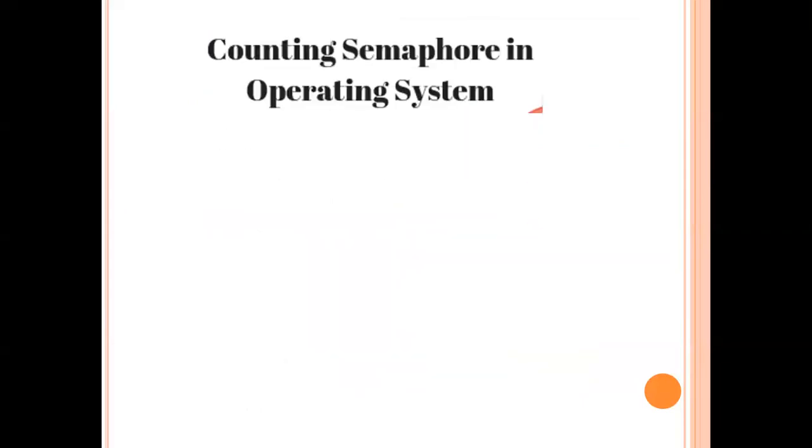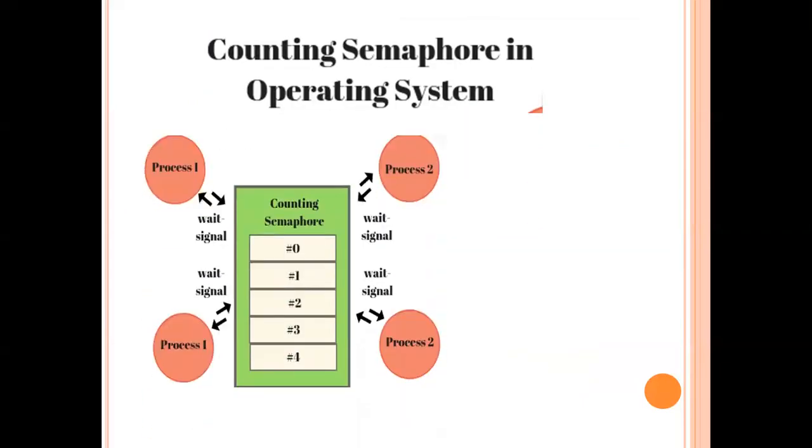Now counting semaphore, let us see what it is. This diagram can give a basic idea. Whenever a process enters, it increases the semaphore count by 1, and whenever it exits, it decreases the counting, that is the semaphore value, by 1. So process 1, process 3, process 2, process 4 are there, so the value is 4.